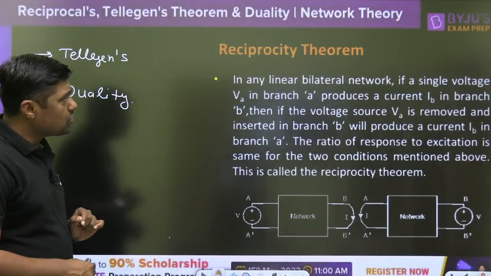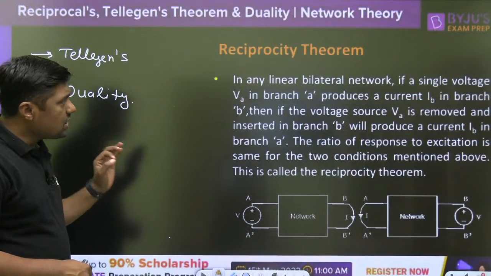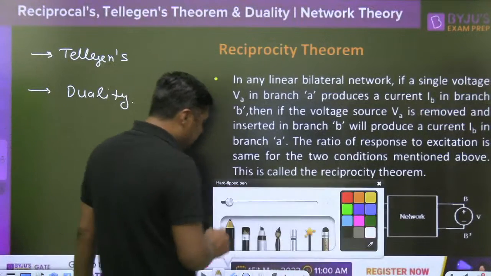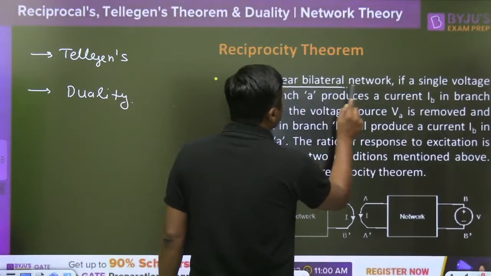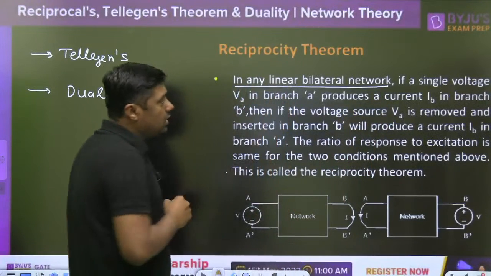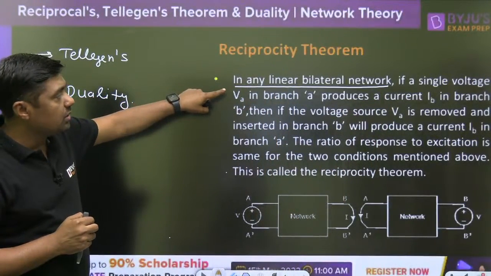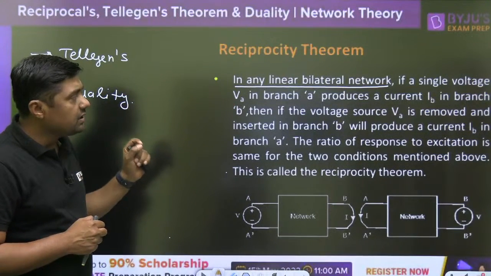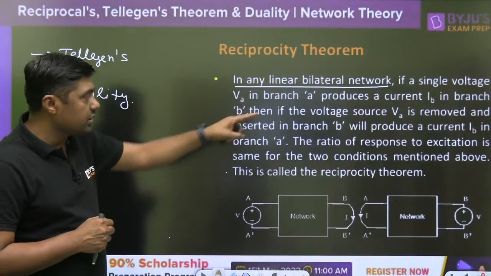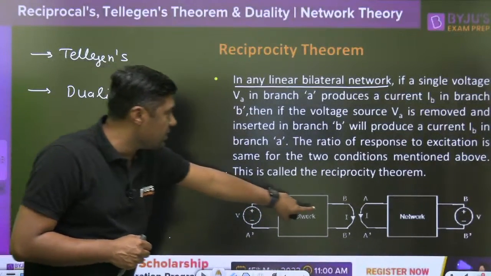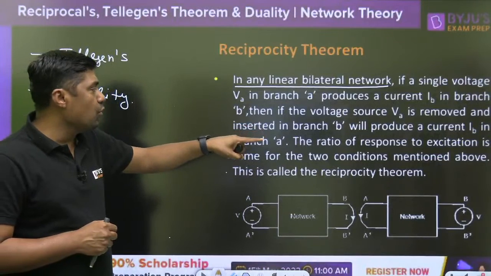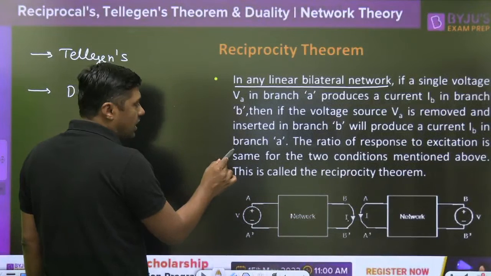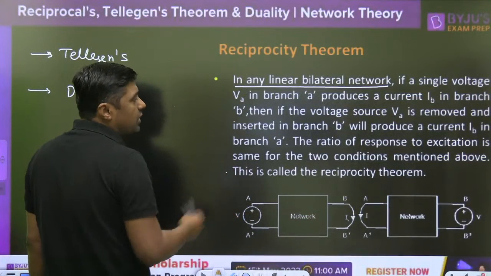Okay then. Reciprocity theorem. Now, what is the meaning of this? In any linear bilateral network, this is a keyword. Always remember the keyword: linear bilateral network. If a single voltage VA produces a current IA in a branch B, this is A, that is B, then if the voltage source VA is removed and inserted in branch B here, it will produce a current IB in the branch A, the ratio of the response to excitation.